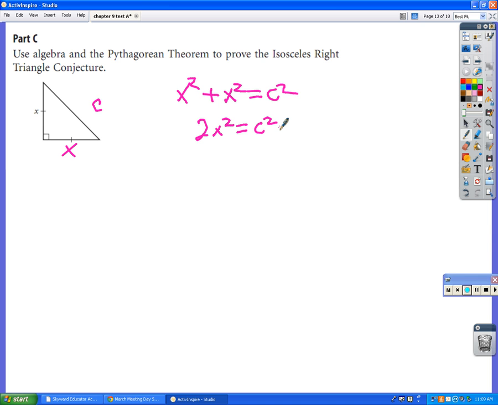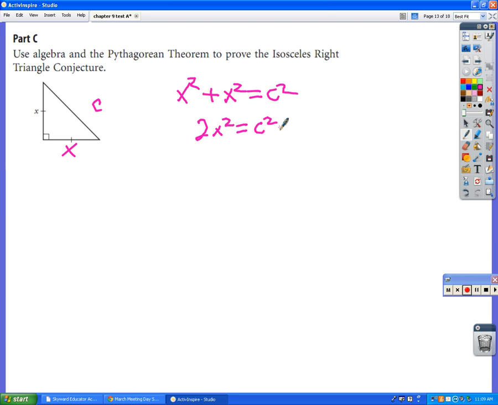I divided by 2 instead of just by everything else. Why did you divide by 2? Because I thought x had to be by itself. Oh, no, because we're trying to solve for c. So it's the c that's getting by itself. But wouldn't that work still? If you wanted to know what this was, but we want to know what this is.